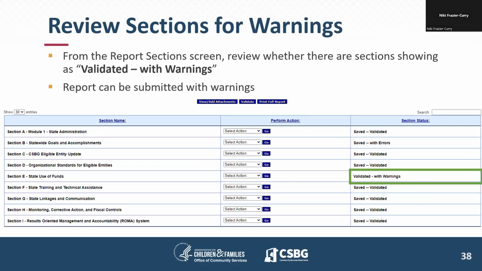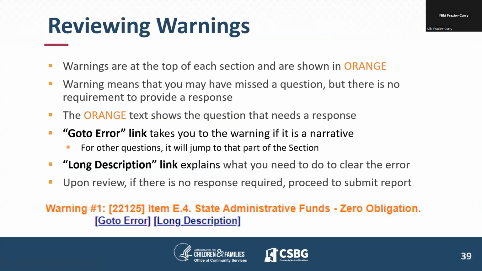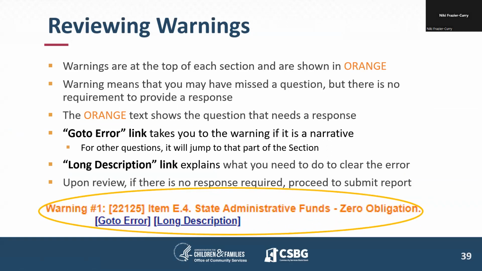As I noted earlier, there's also a validated with warnings section status. While this section is submittable, OCS encourages you to review sections with warnings to verify that you did not accidentally miss a question. Like errors, warnings can be found at the top of each section. However, warnings show in orange text rather than red text. For any question that has a warning, OLDC is signifying that you may have missed this question. However, for questions with warnings, you are not required to provide a response.